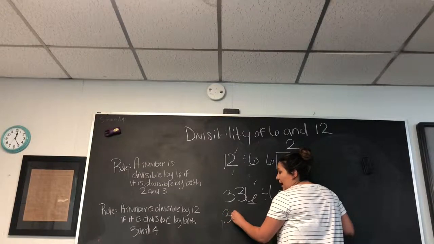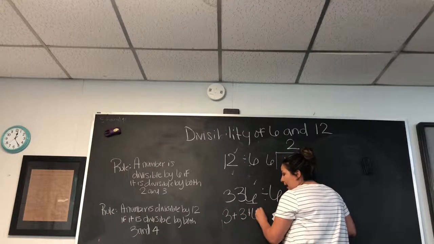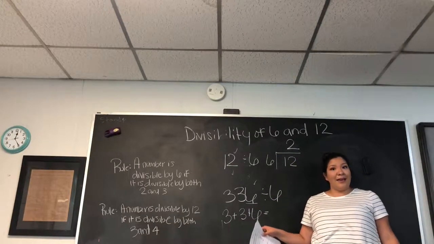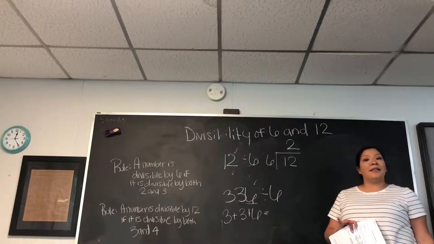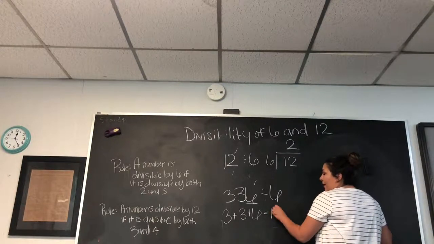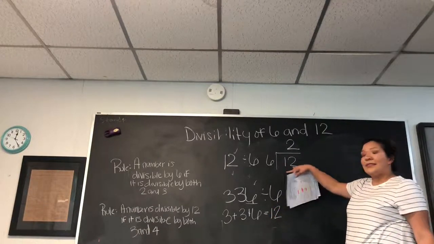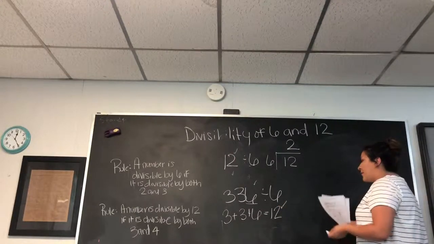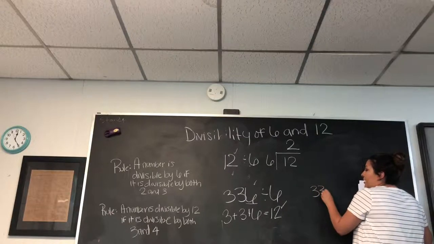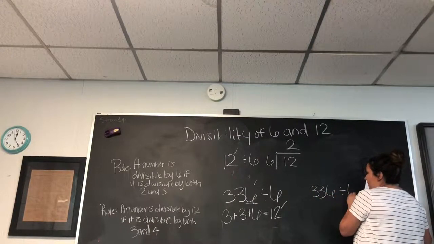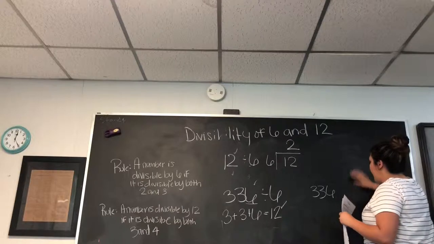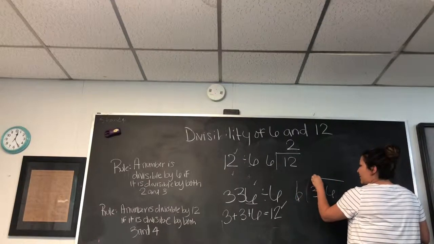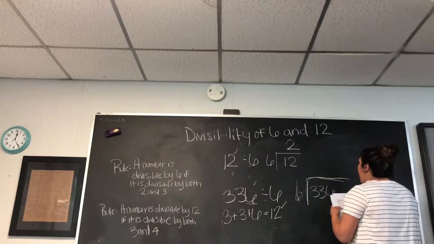We're going to add 3 plus 6. 3 plus 3 gives us 6. Good. 6 plus 6 gives us 12. And look at that. Is 12 divisible by 3? Yes, it sure is. So now let's work it out. 336 divided by 6. Oh, I'm sorry. Divided by 6. That looks a little silly. All right, there we go.